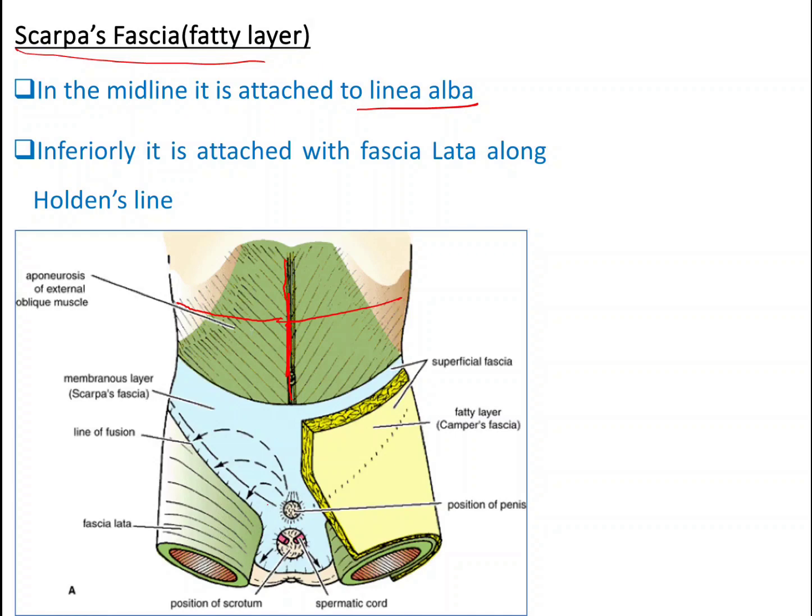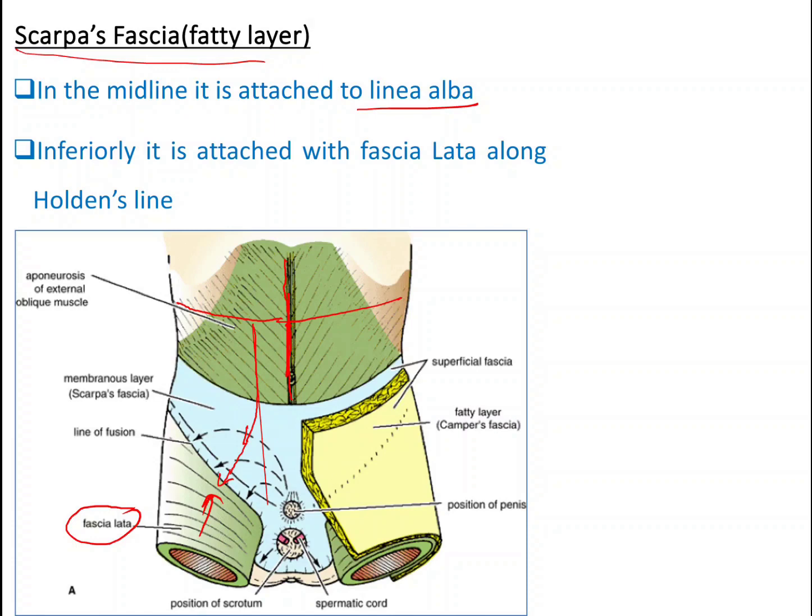What happens when we trace this membranous layer inferiorly? It passes behind the inguinal ligament and enters the thigh. In the thigh, it is fused with the fascia lata. You know, the fascia lata is the deep fascia of the thigh. So here we have the fascia lata, and in the thigh this membranous layer gets fused with the fascia lata. Then you know there is Holden's line.